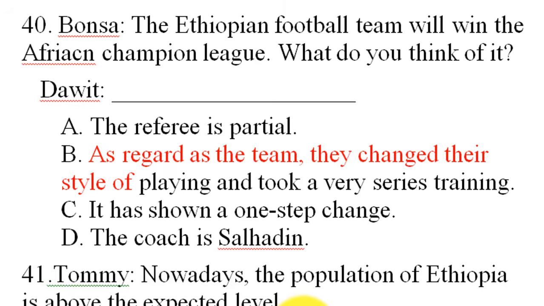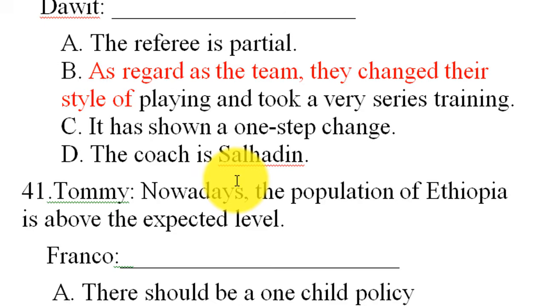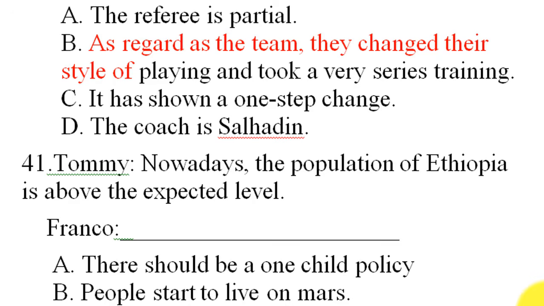No, the coach is Salahaddin. Anyway, the answer is B. Tommy, nowadays the population of Ethiopia is above the expected level. It's around 120-130 million. Franco, what is the response for Franco?